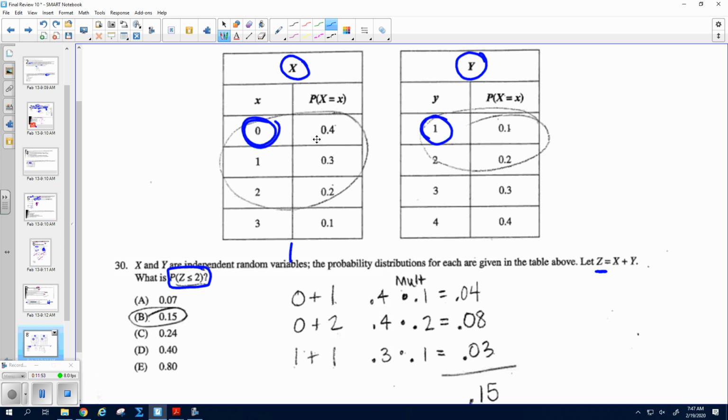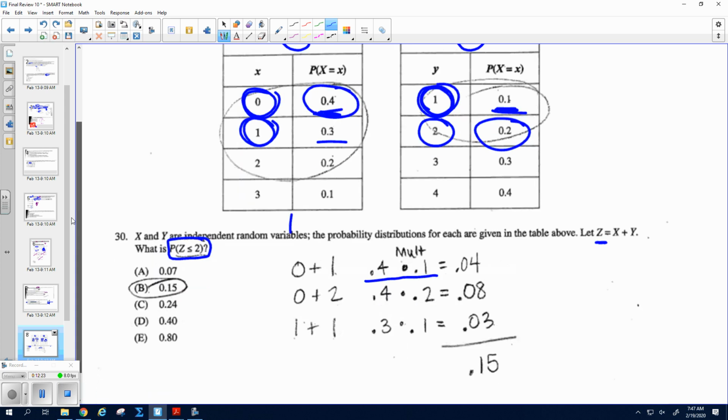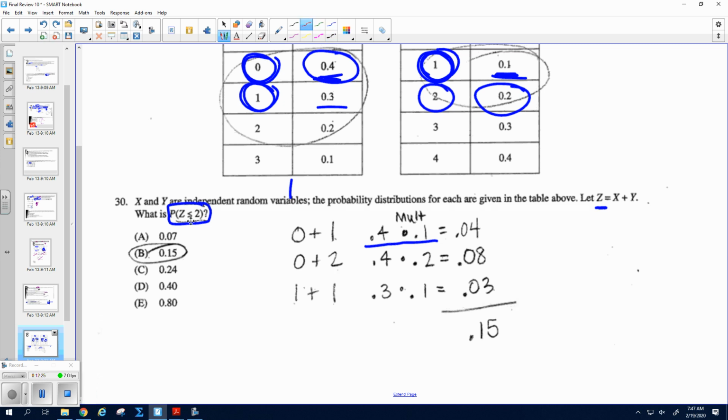The probability of that is 0.4 times 0.1. We're going to multiply those probabilities together because I need to get a 0 and a 1, and that's 0.04. Then I could get a 0 and a 2, which would be less than or equal to 2. So I'm going to multiply 0.4 times 0.2, which is 0.08. And the last way would be a 1 plus a 1, which would be 0.3 times 0.1, which is 0.03. Those are the three ways we could get Z less than or equal to 2. And so it's this or this or this. We add those three probabilities to get B.